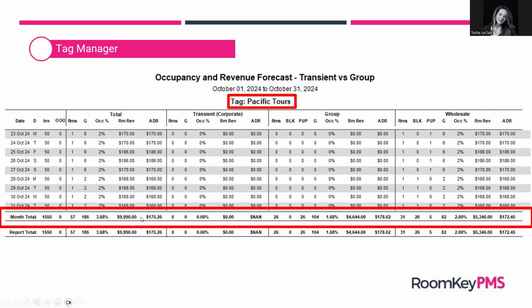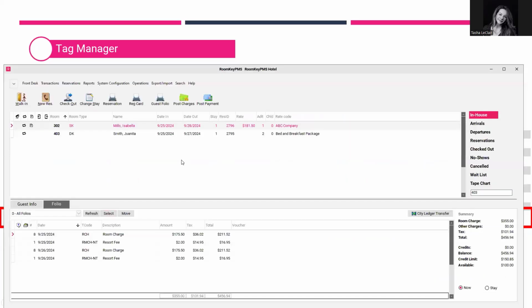So instead of having to go to each individual group in the group module and then print out those reports for revenue purposes and then go to the wholesaler and print out that separate report, I can actually do all of that using my tag manager filtering for this forecast report.